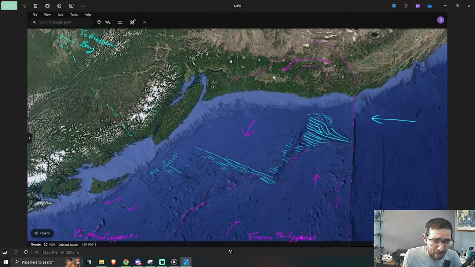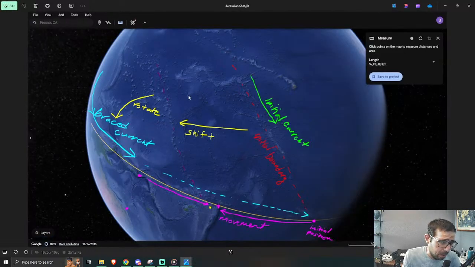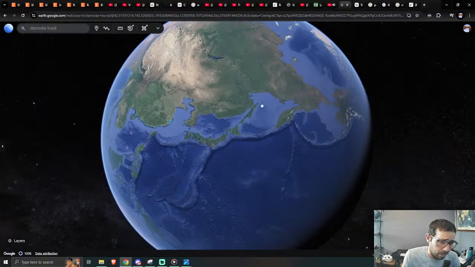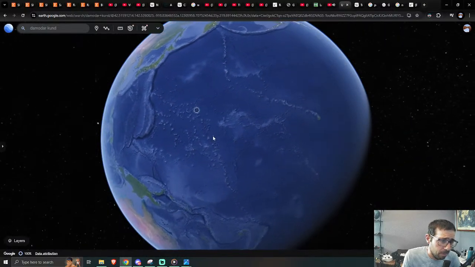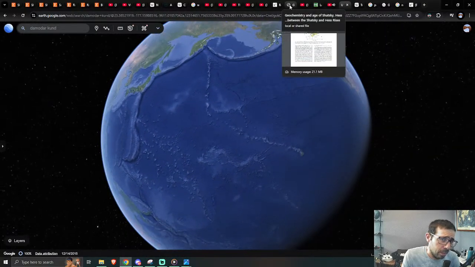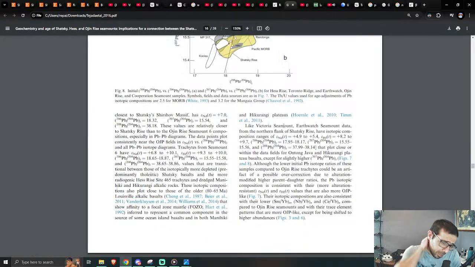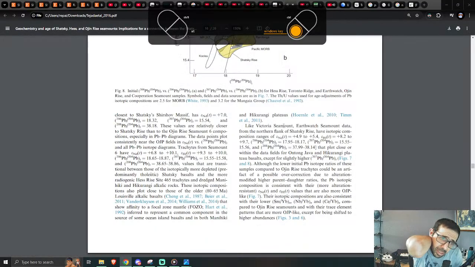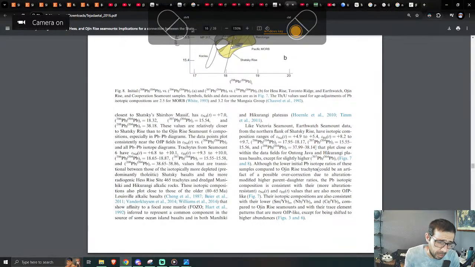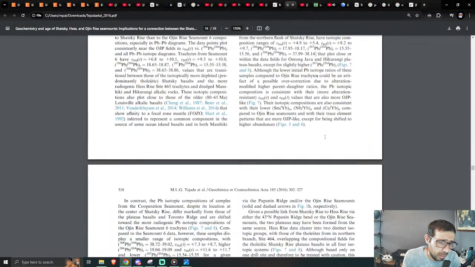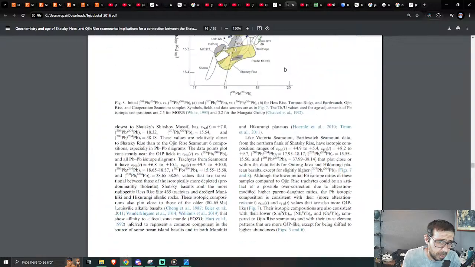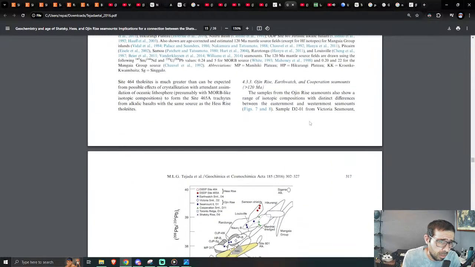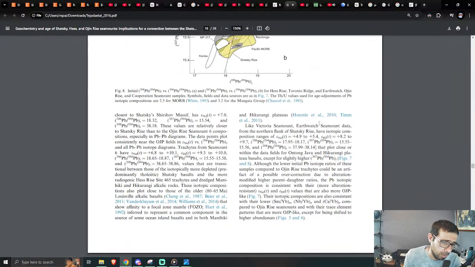It just seems like it. Okay, that's all of that. I'm thinking something related to that stuff when I'm looking at this. There's probably important details with the Ontong Java.